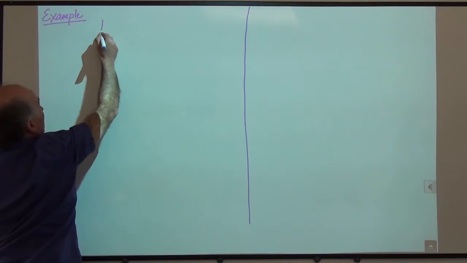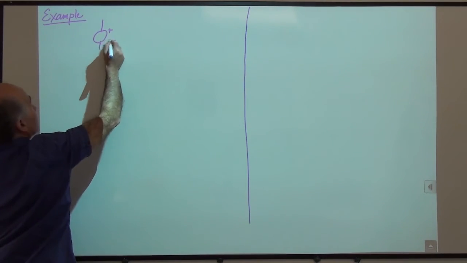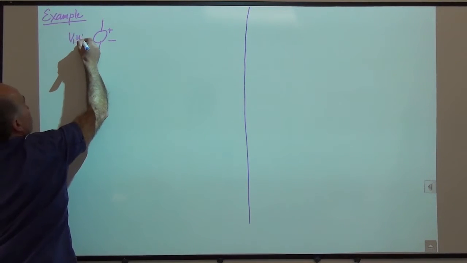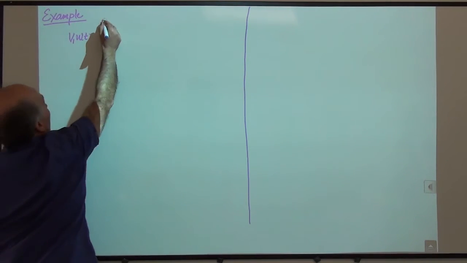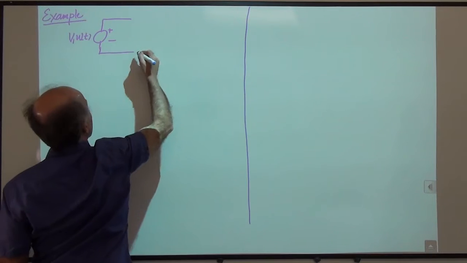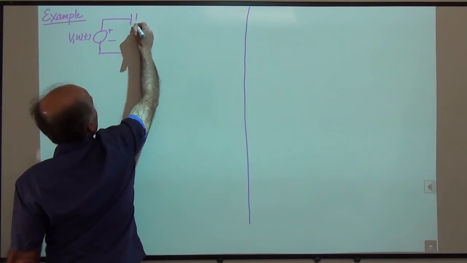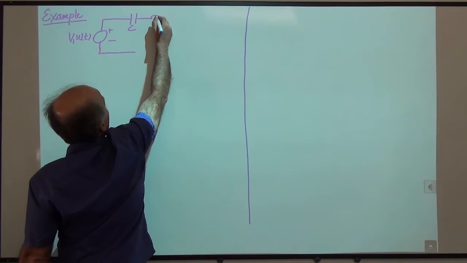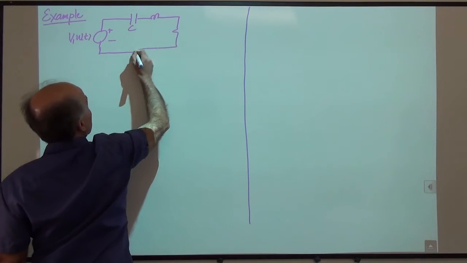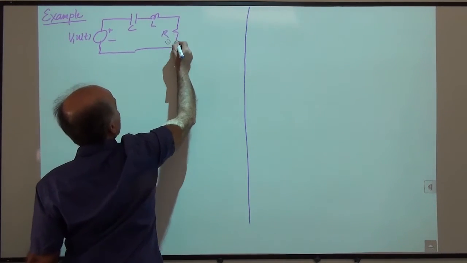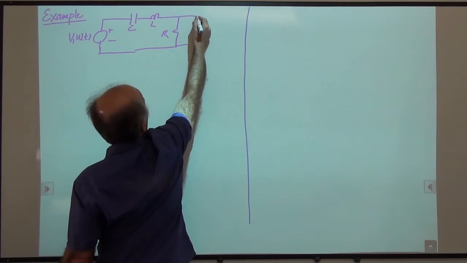So this time again I have a step, V1 u of t, and I have just a series combination of devices in this form. So I have a capacitor, an inductor, and a resistor, L R, and I am interested in this voltage.